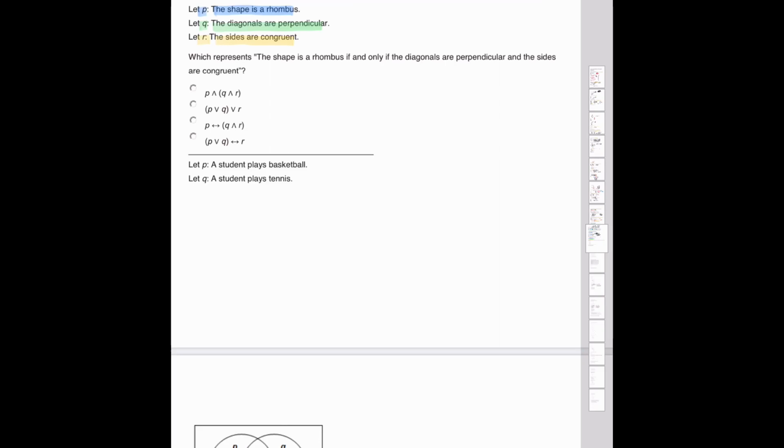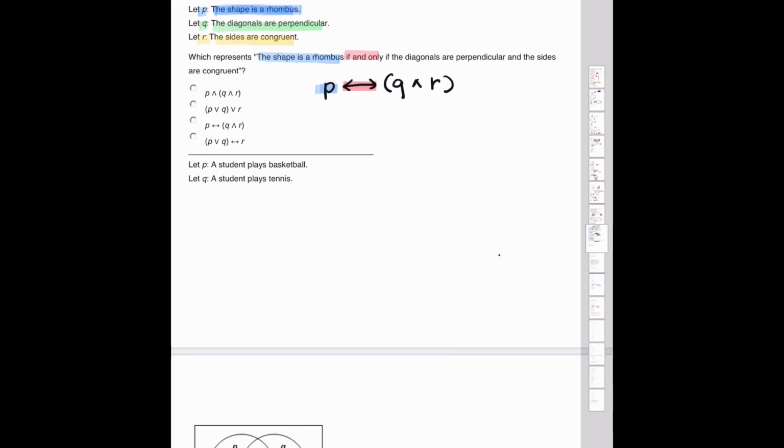This statement states that the shape is a rhombus if and only if the diagonals are perpendicular and the shapes are congruent. Well, how did we get here? Well, we saw the shape is a rhombus, which we saw here was P. We saw if and only if, which we know is a biconditional.